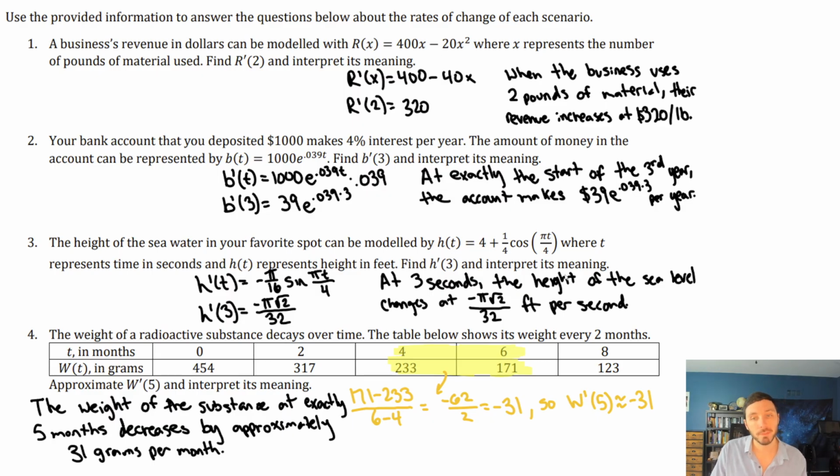So find h prime of 3 and interpret it. Finding that h prime is going to require a chain rule. That 4 goes away. This is sort of like the wave's initial height. You can think of it like that. So now we're just studying that rate by getting rid of that initial height.